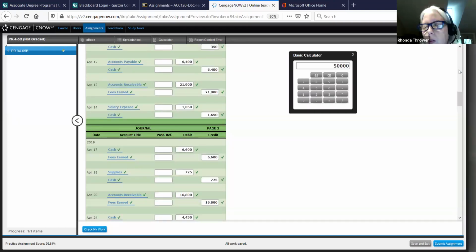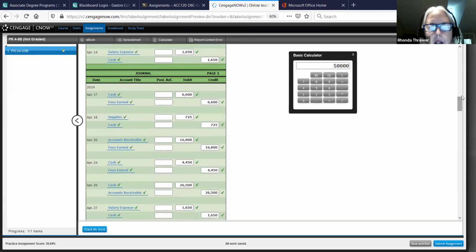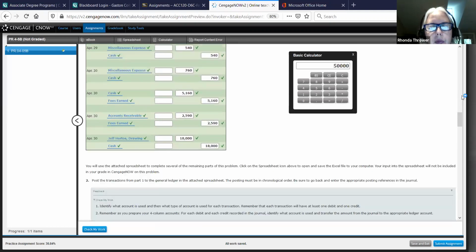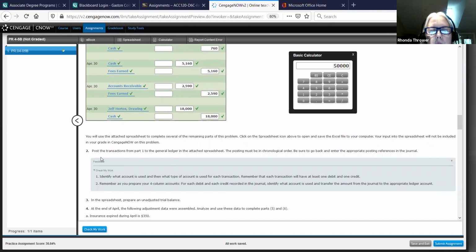Now, you can guess that once we've journalized our original transactions, the next step is posting. So we're going to be posting the transactions to the ledger. So I want you to read part 2 carefully. It says post the transactions from part 1 to the general ledger in the attached spreadsheet. Posting must be in chronological order. That means it's by date.